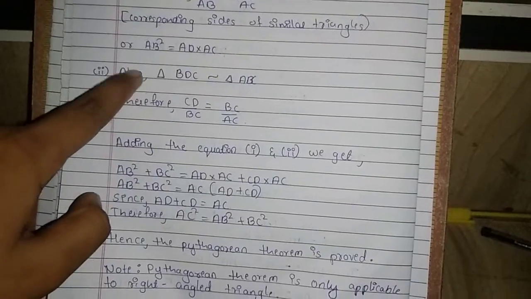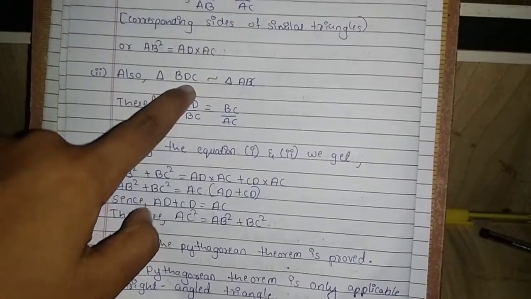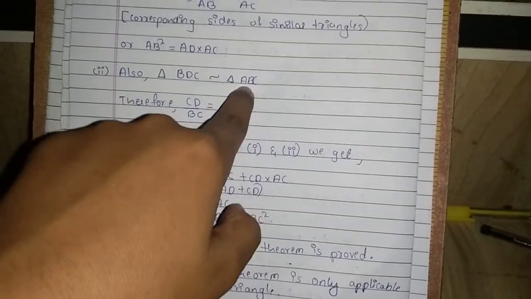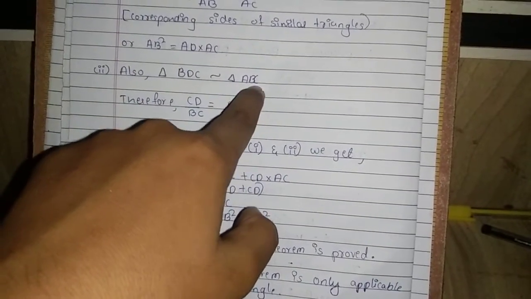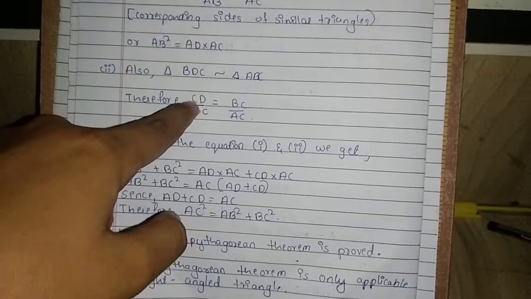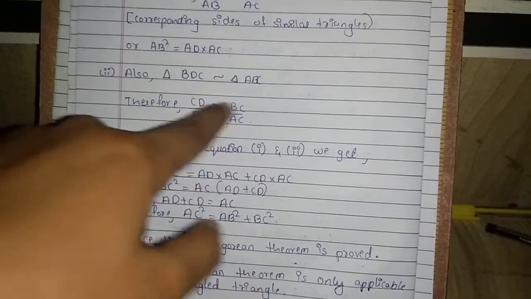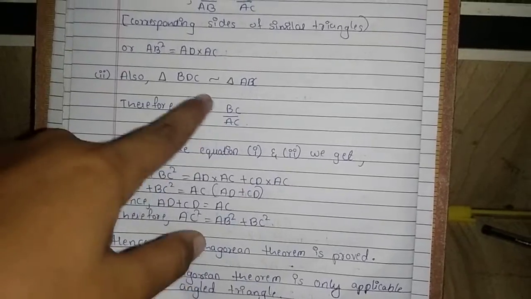The second one is triangle BDC is similar to triangle ABC. Therefore CD by BC is equal to BC by AC. You have to cross multiply, so you will get the answer.